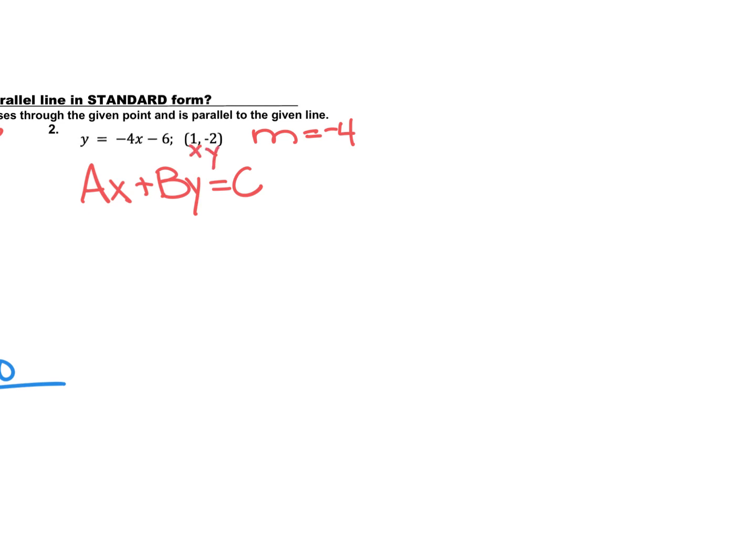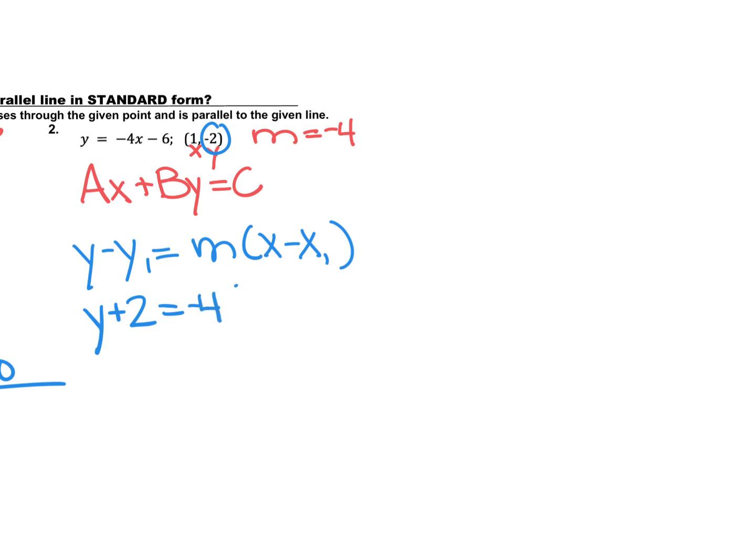I would like to put it into point-slope form before I put it in standard form: y minus y1 is equal to m times x minus x1. So let's plug in what we know. We have a y, so I have y minus negative 2, which is plus 2. We have a slope of negative 4 times x, and then we're going to minus 1. As we simplify, let's distribute: negative 4x plus 4.